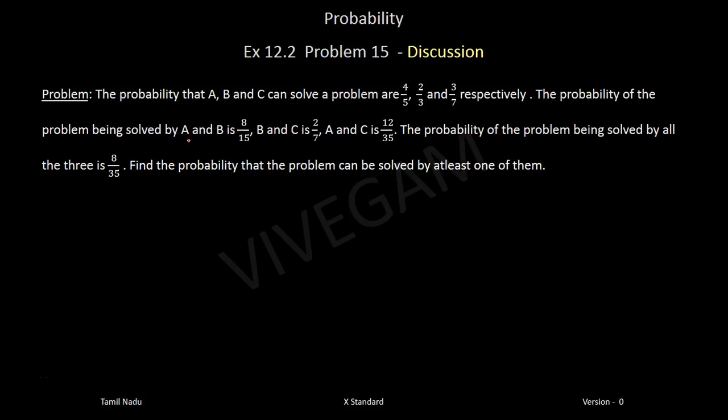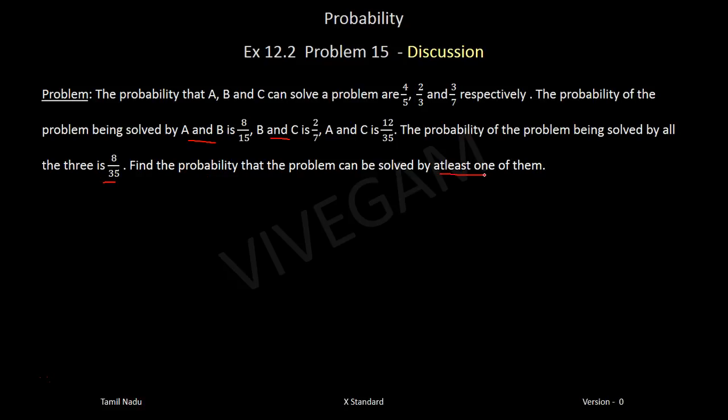A and B means A intersection B, okay, is 8 by 15. B and C is B intersection C is 2 by 7. A and C is A intersection C is 12 by 35. The probability of the problem being solved by all three, that is A intersection B intersection C, is 8 by 35. Find the probability that the problem can be solved by at least one of them.